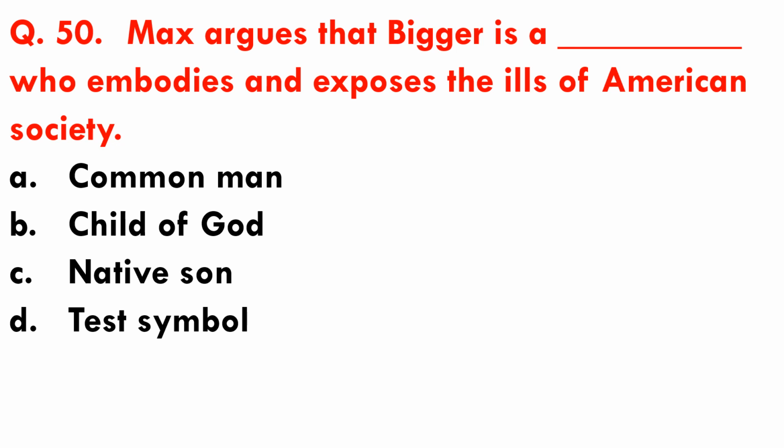Question number 50 and the last one. Max argues that Bigger is a dash who embodies and exposes the ills of American society. Options are A. Common man, B. Child of God, C. Native son, D. Test symbol. So option D is the correct answer, that is test symbol.